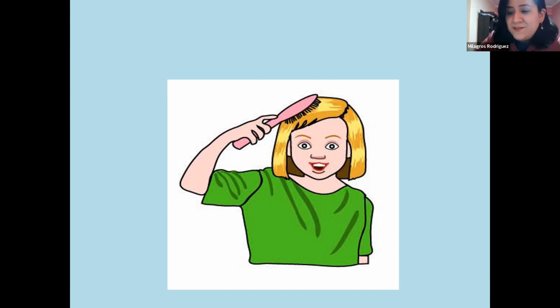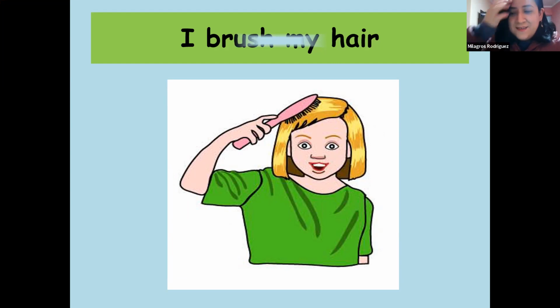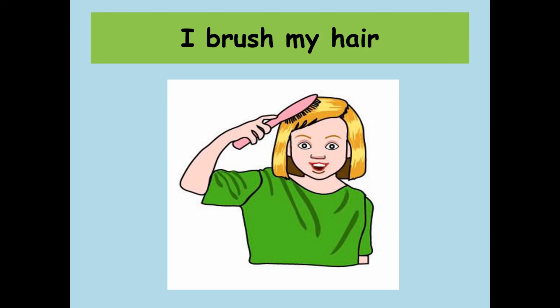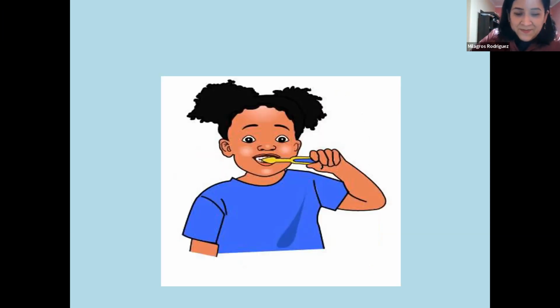Cuando me paso el cepillo, ¿cómo se dice? Brush my hair. Muy bien, I brush my hair. Cuando es con peine se dice comb, right? I comb my hair. Cuando es con ese cepillo de cabello se dice brush. Ya. Aquí.